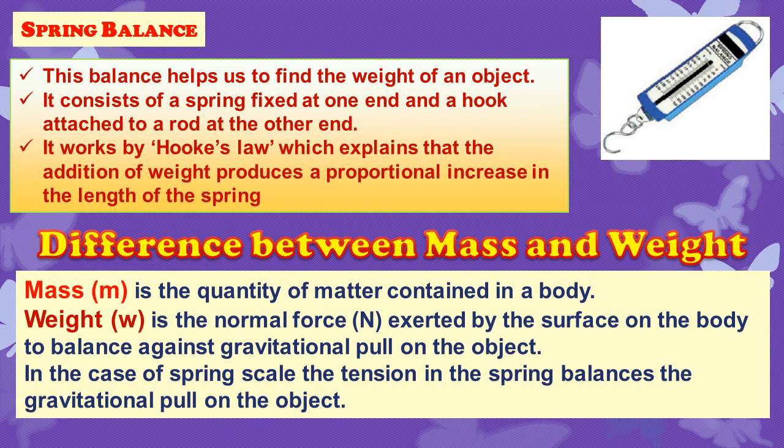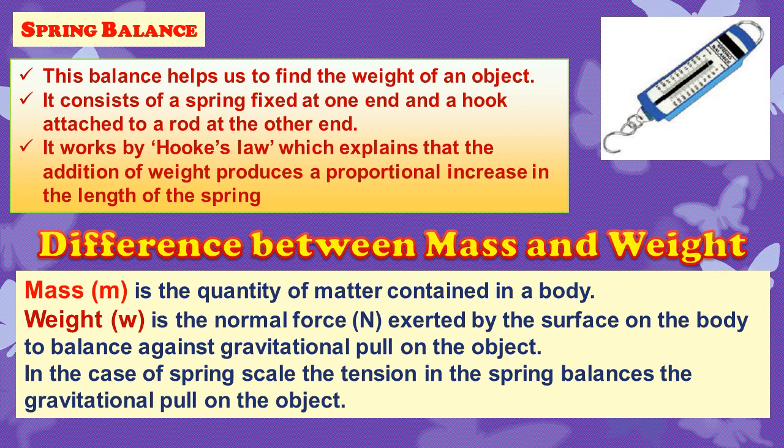Now let's see what is the difference between mass and weight. It's a very important question. Okay, so take an accurate difference between mass and weight from my explanations. Mass, M, is the quantity of matter contained in a body. The quantity of matter means the particles or material which is contained in the body.